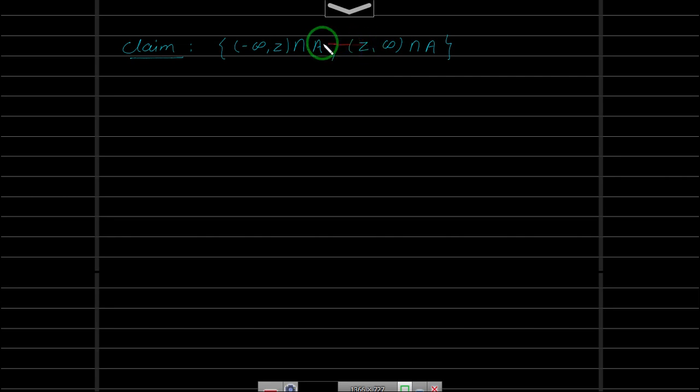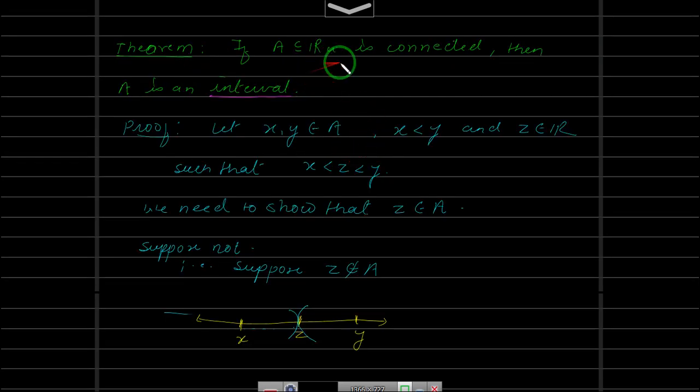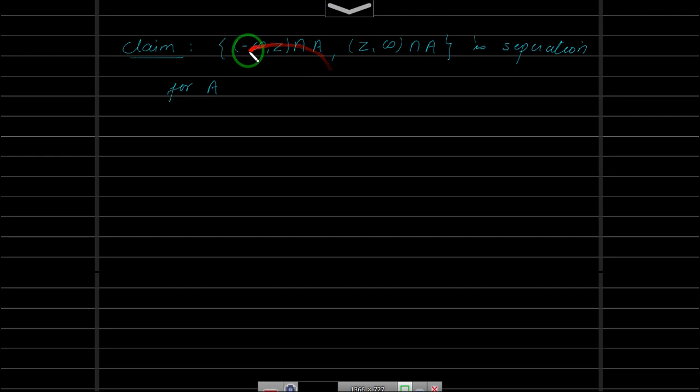If you manage to show these 4 properties, then this is the separation for A, and that will be a contradiction to the fact that A is a connected set, and hence this supposition is wrong, and hence z belongs to A, and this A is an interval. Okay, so let me put this as an exercise: show that this is a separation for A, and then this implies z belongs to A, and we are done.